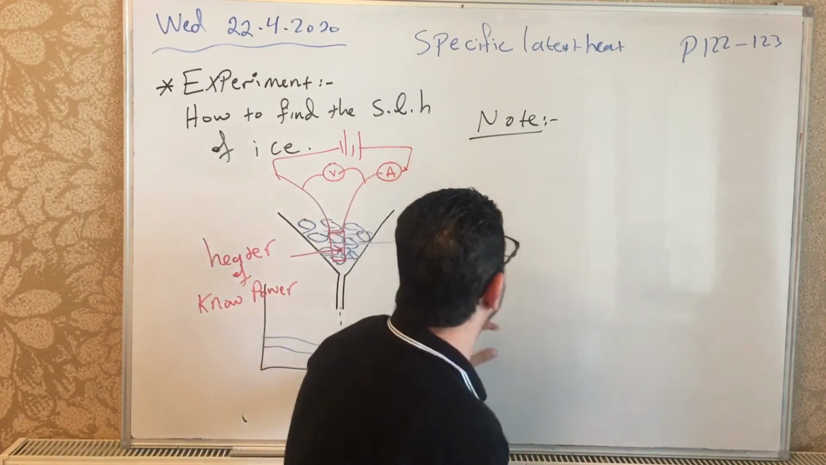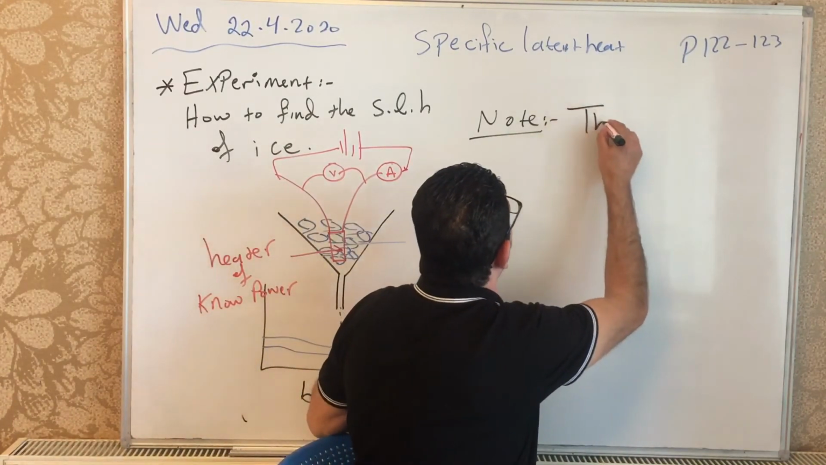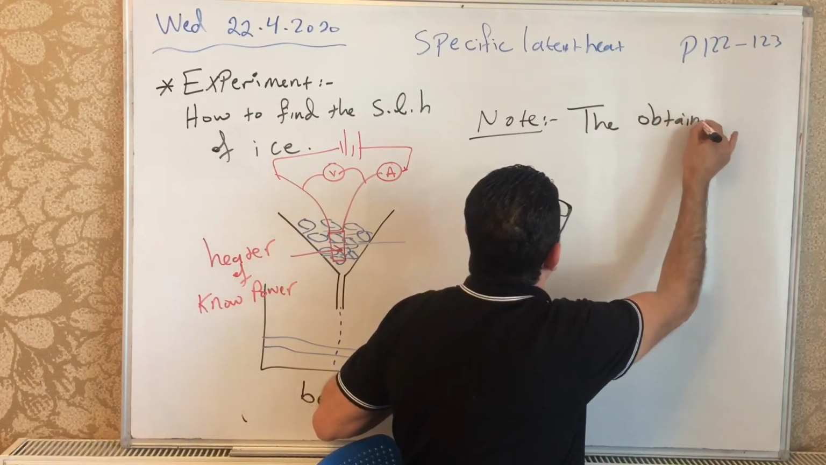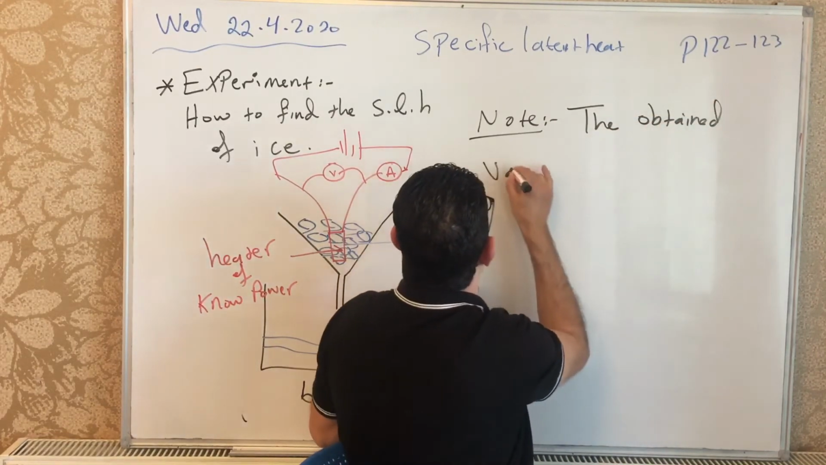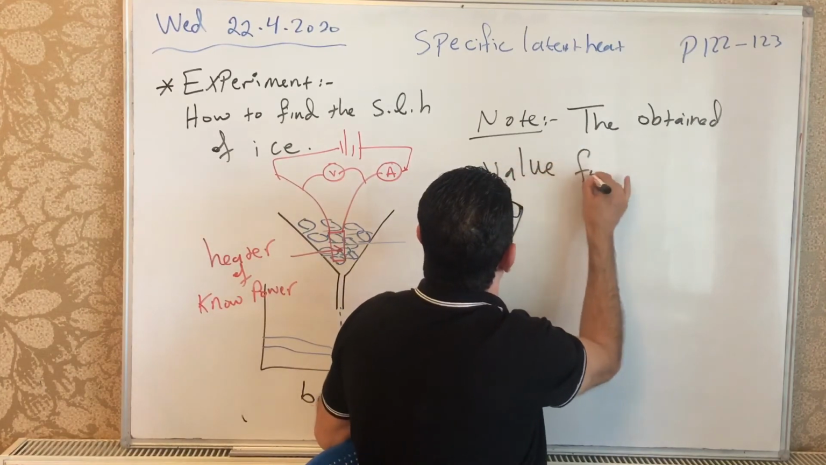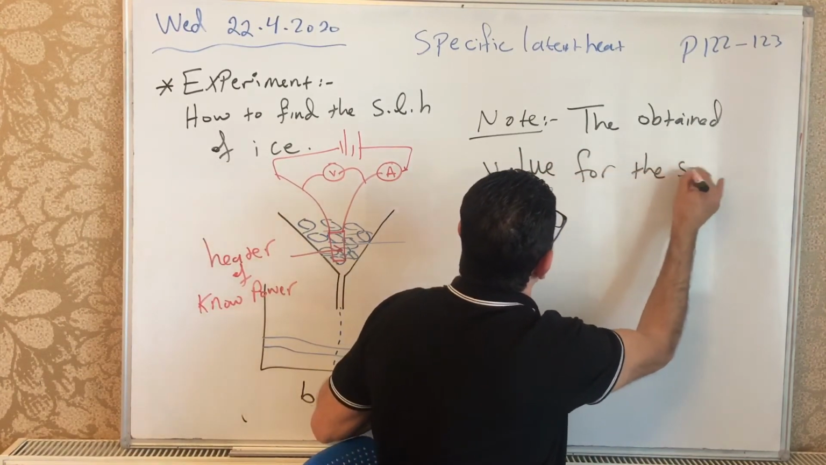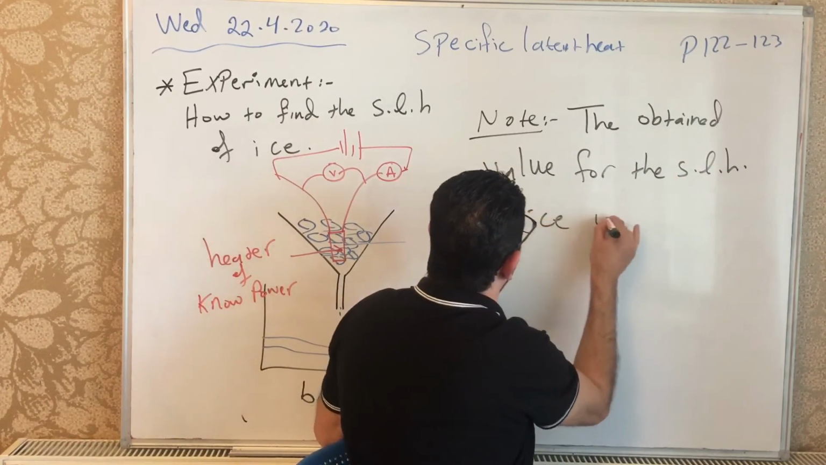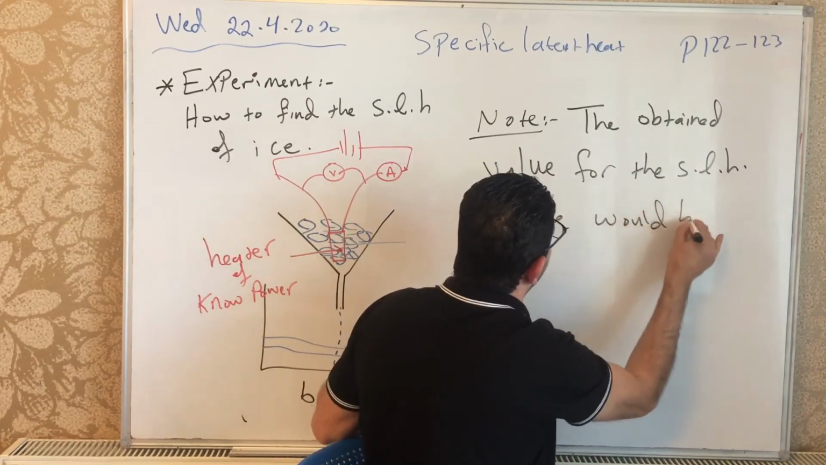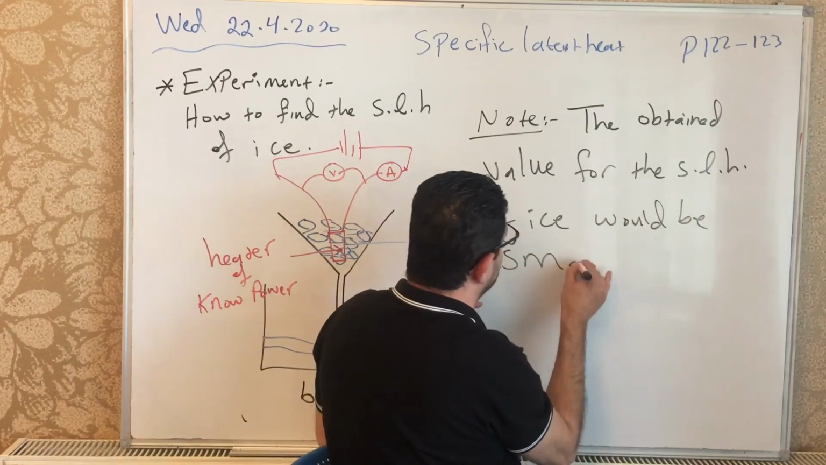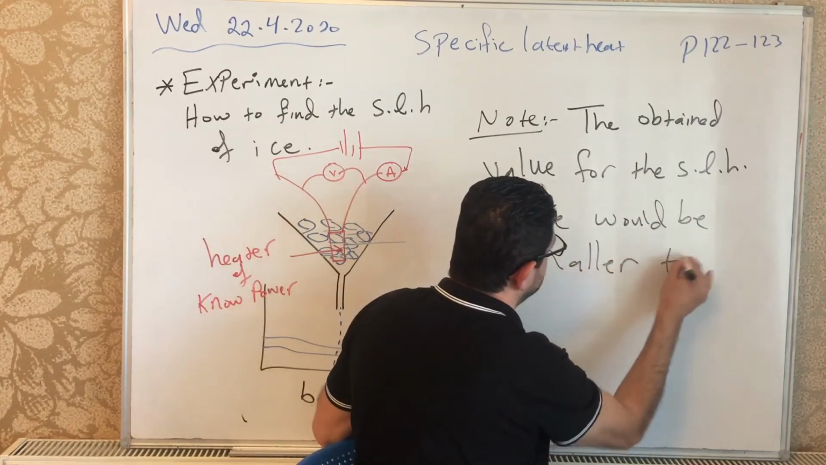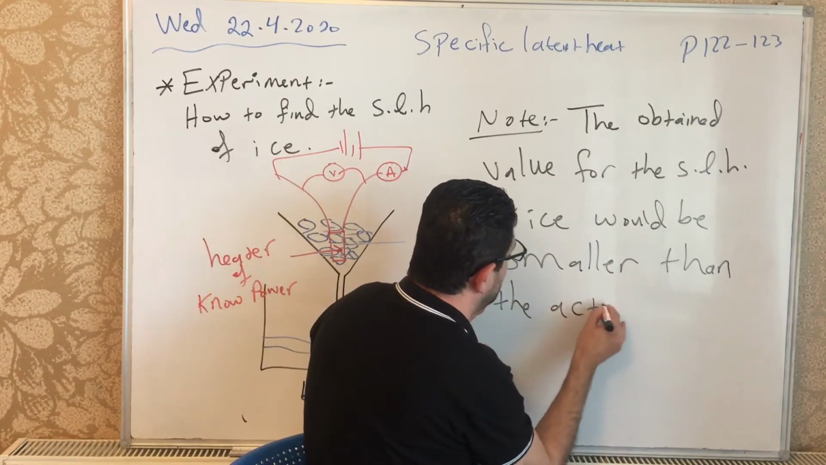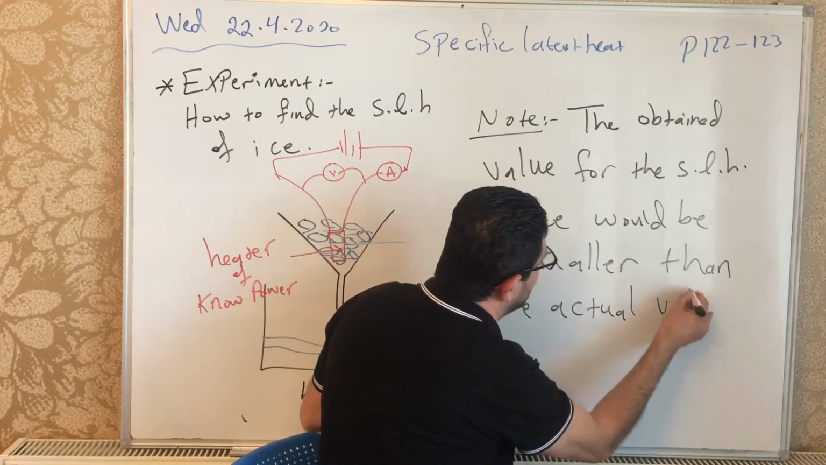Okay. Note, the obtained value for the specific latent heat of ice would be smaller than the actual value.